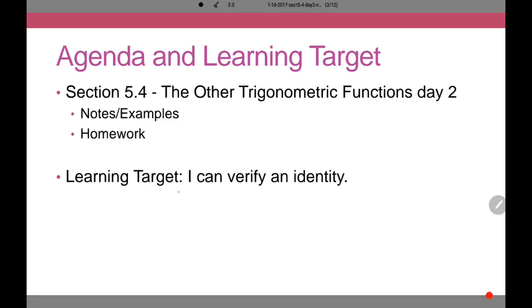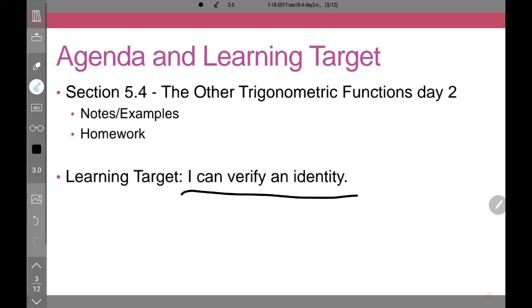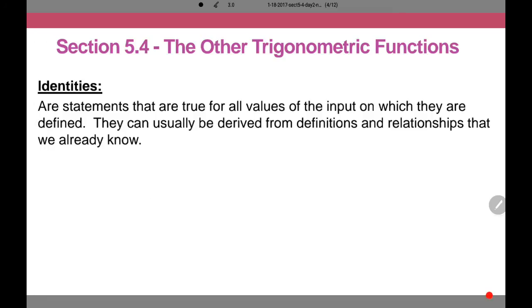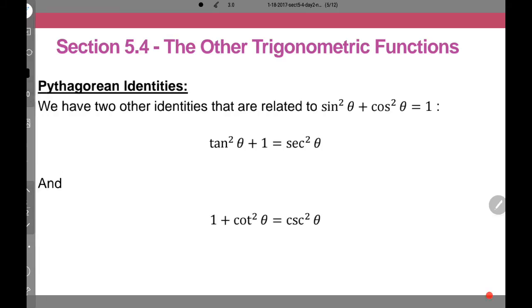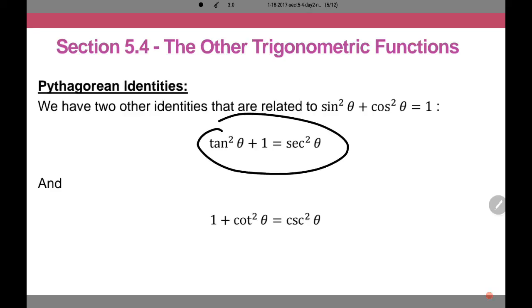So we're going to work on how to verify an identity today, and this will continue to use the rest of the trig functions that we talked about, and a couple of new identities as well. So again, an identity is a statement that's true for all values of the input on which they're defined. And today the identities we're going to look at are going to have multiple trig functions, and we're trying to simplify them down. So a couple other things that'll be useful are these two Pythagorean identities.